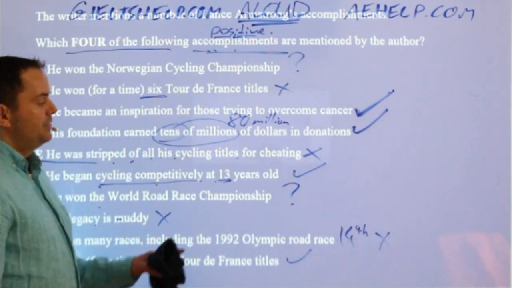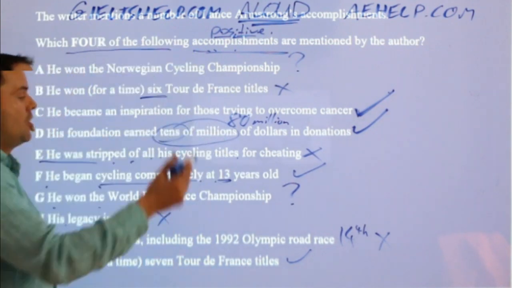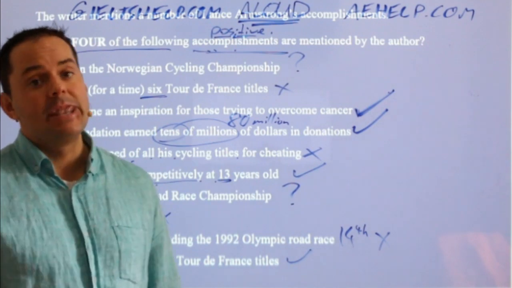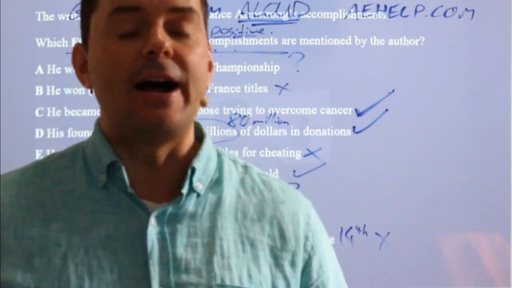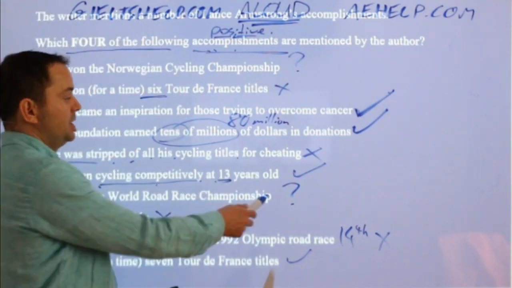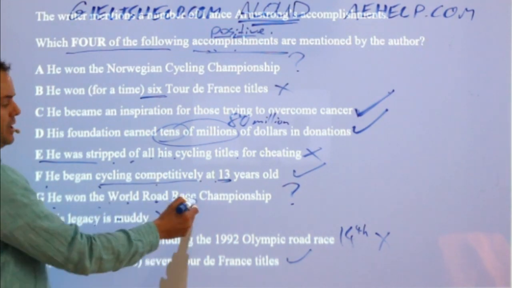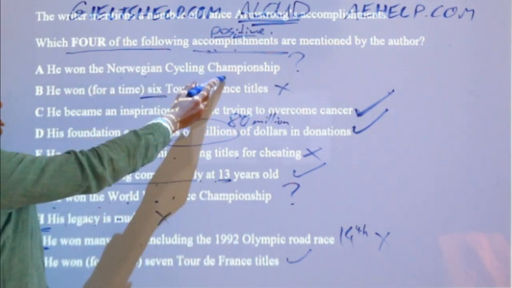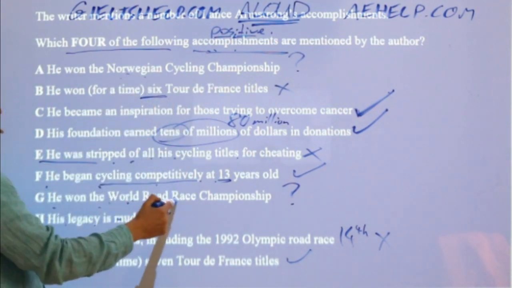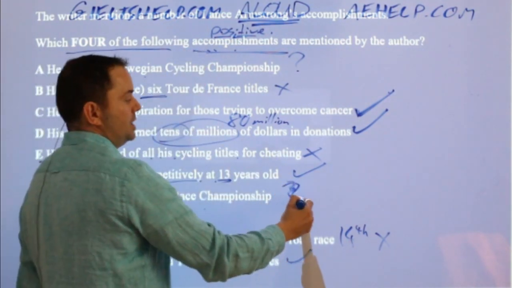Okay, so now these are the tricky ones here. So we have 1, 2, 3, 4. So it looks like all 4 are good here. Now this is where the band 9 is separated from the band 8. So if I were to do the IELTS students, I would go back, I would look at this one here and this one here. I actually remember that he won the World Road Race Championship. It's not called the Norwegian Cycling Championship. It's in Norway, and it's called the World Road Race Championship. This is an accomplishment. So this one, yes.